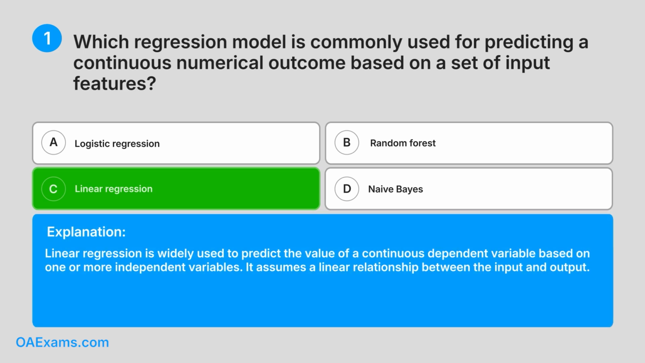Explanation. Linear regression is widely used to predict the value of a continuous dependent variable based on one or more independent variables. It assumes a linear relationship between the input and output.